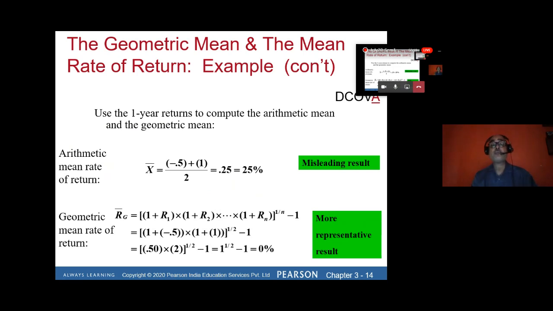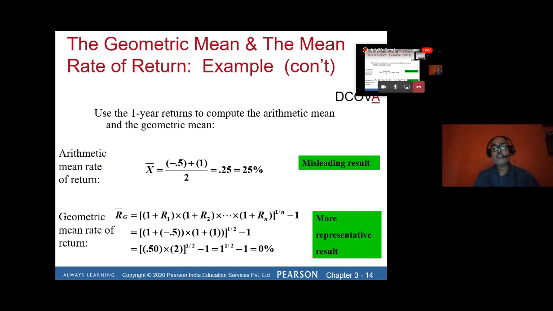So we have used this formula, and you can see here: 1 plus R1 into 1 plus R2 and so on, into 1 plus Rn, to the power 1 by n. So the first year return is 1 minus 0.5 into 1 plus 1. So 0.5 into 1 plus 1 is 2, and minus 1. So 0.5 into 2.